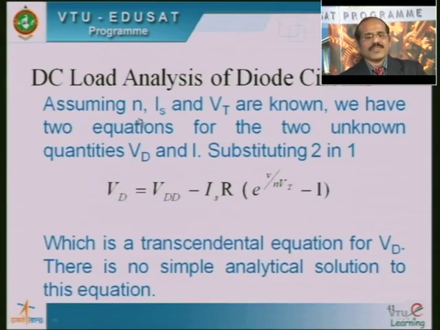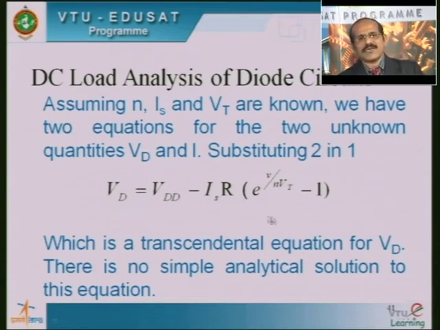So assuming n, Is and the thermal voltage are known, we have two equations for two unknown quantities, that is Vd and I, the current flowing through the circuit here. So if you substitute equation 2 in equation 1, we will get the following equation, wherein Vd equal to Vdd minus Is into R into e raised to Vd by n Vt minus 1. This equation is a transcendental equation for the Vd.